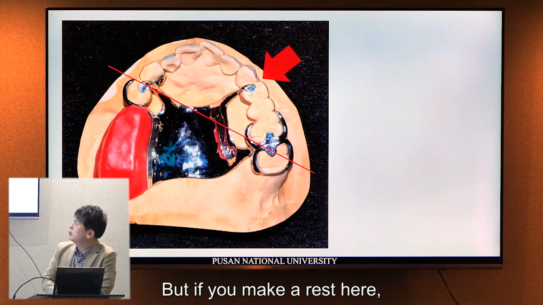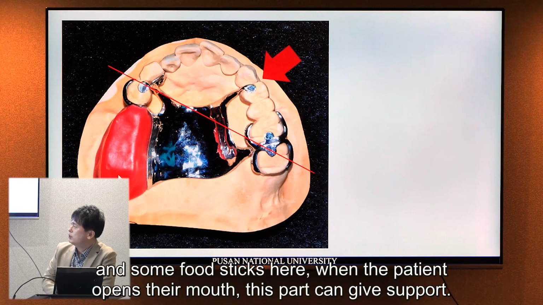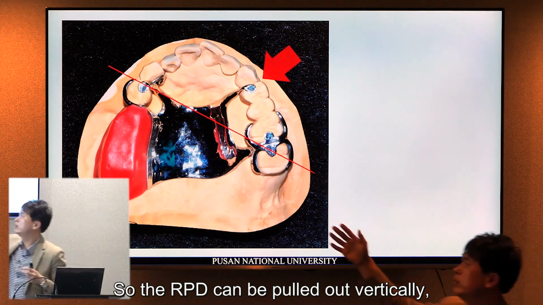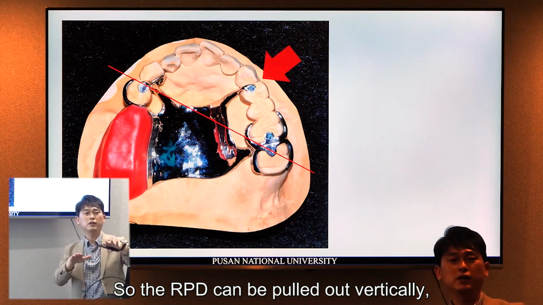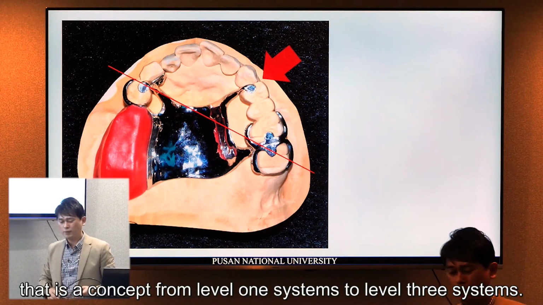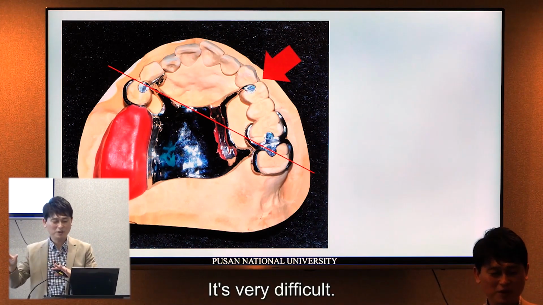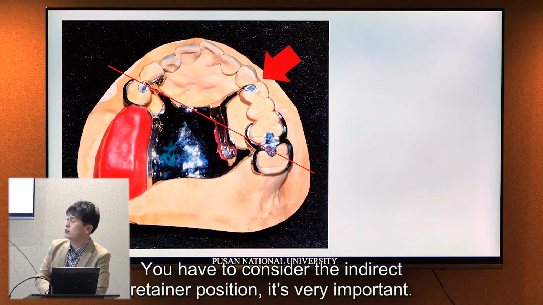But if you make the rest here, and let's imagine some food sticks here, and then the patient opens the mouth, this part can give the support. So the RPD can pull out vertically, more vertically. So that is the concept from the level 1 system to the level 3 system. So it's very difficult. Anyway, you have to consider the indirect retainer position. Okay, so it's very important.